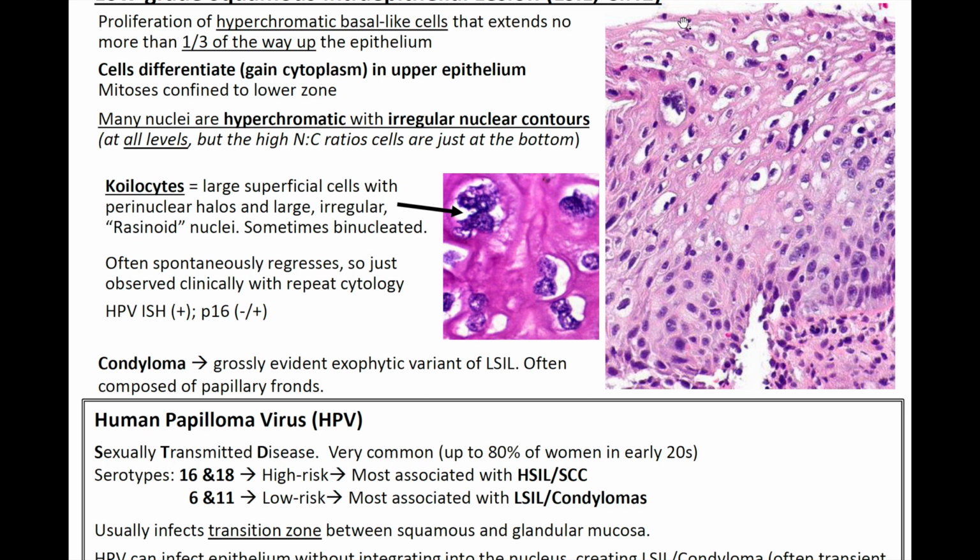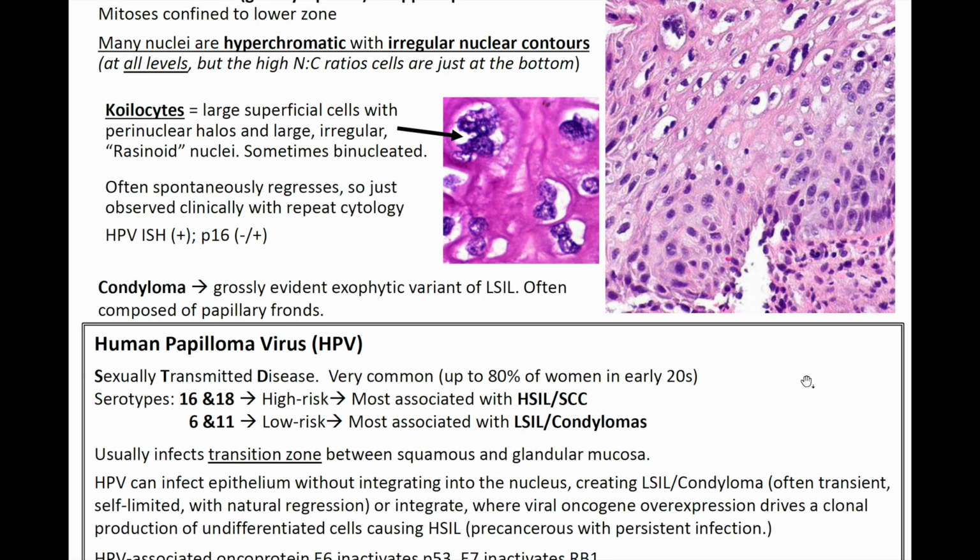You could imagine if you did a pap smear and you saw this cell on a pap smear, it would be certainly larger than 3 times the size of an intermediate cell nucleus. Very large cells are common in low-grade dysplasia.